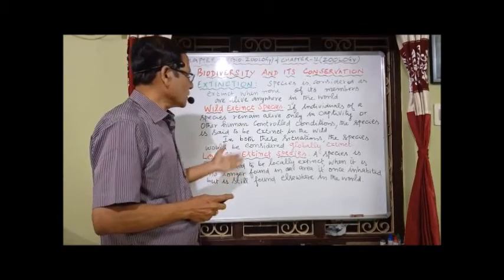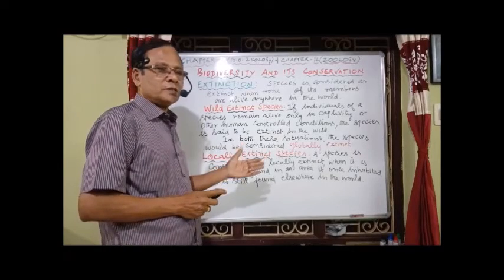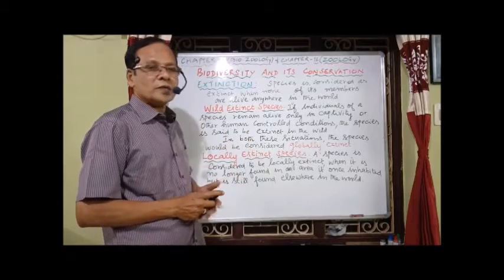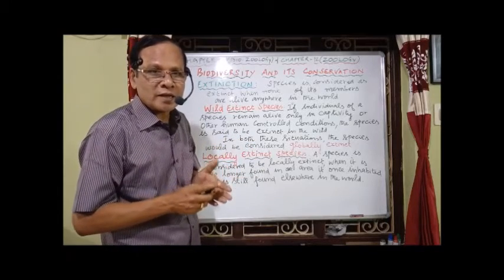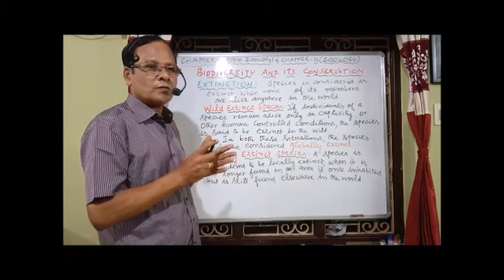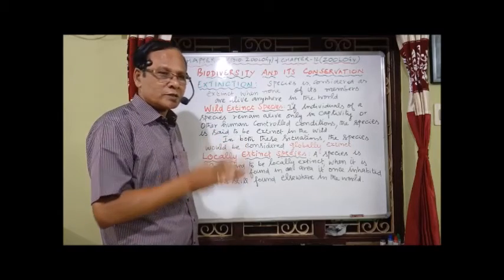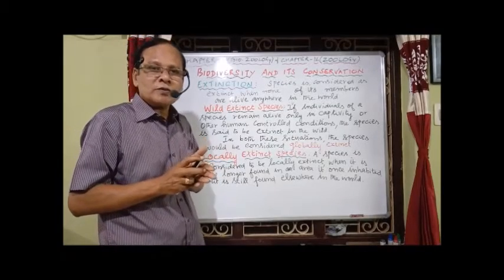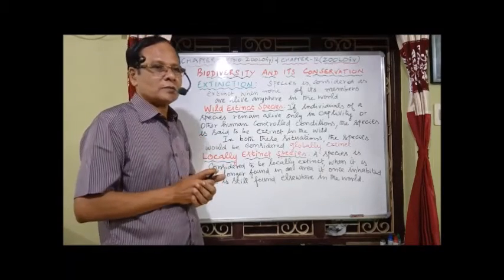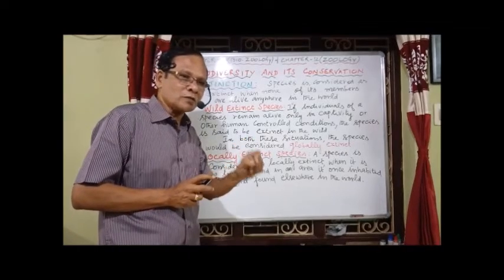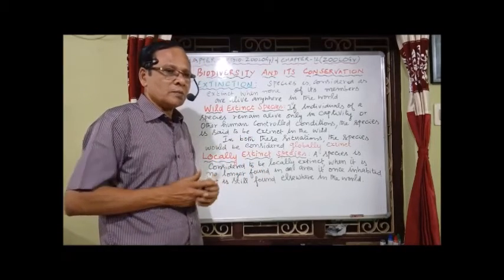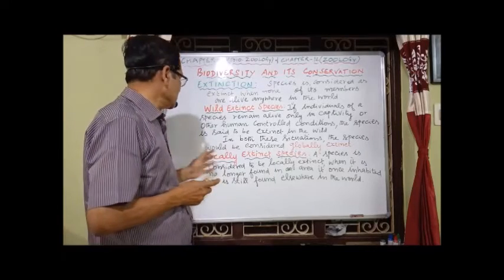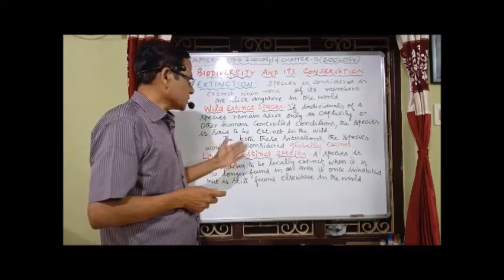The next one, locally extinct species. A species is considered to be locally extinct when it is no longer found in an area it once inhabited, but is still found elsewhere in other parts of the world. So they're absent only in a particular area locally, but its members are found anywhere else in the world, and such a species is called a locally extinct species.